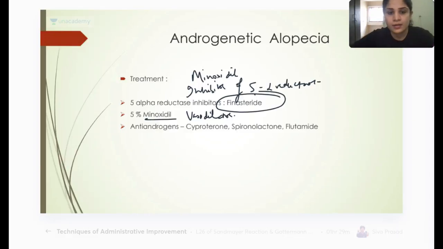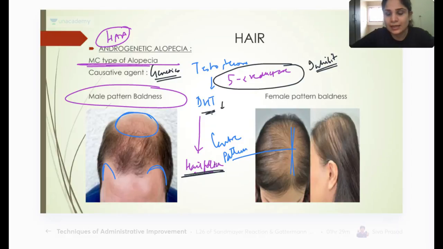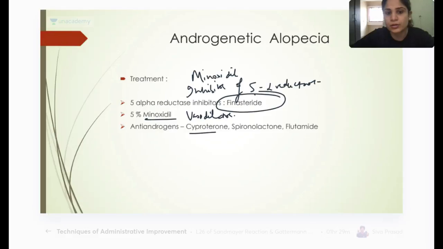Okay. All right. Then you can also give anti-androgenics. So they will completely inhibit testosterone and dihydrotestosterone. So you have cyproterone acetate, spironolactone, flutamide. But these will also have actions elsewhere. Okay. So the patient can also come up with many important side effects if you're giving anti-androgenics. So that's why we will avoid that.